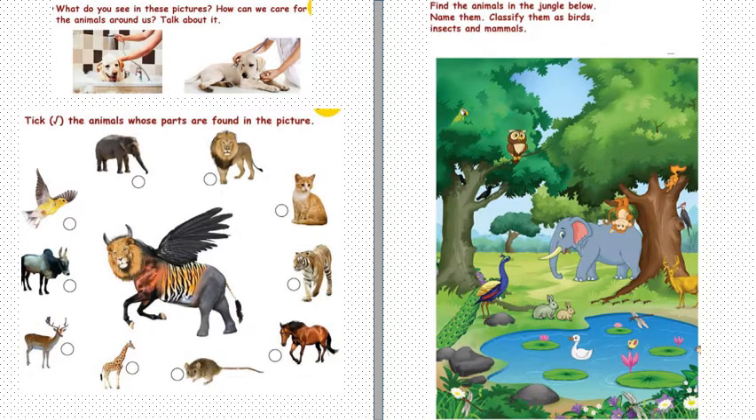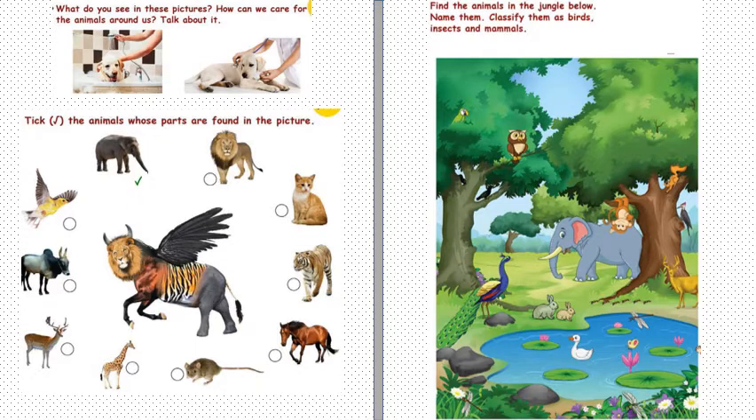What do you see in this picture here? How can we care for the animals around us? Talk about it. Again, this is a question for your child. If you have a pet at home, then definitely your child will know what to do with the pet, how to take care of it. So here we have a picture wherein the dog is given a bath by its owner and the dog is at the vet.